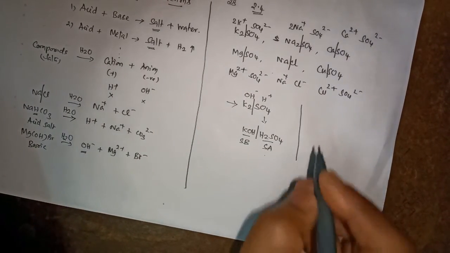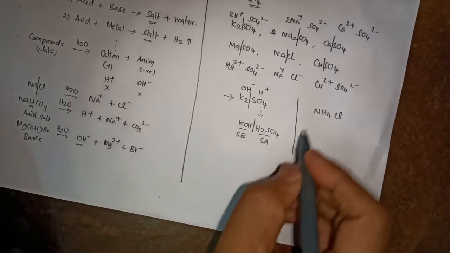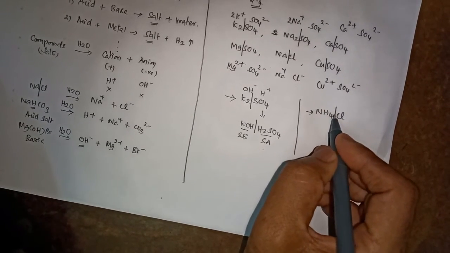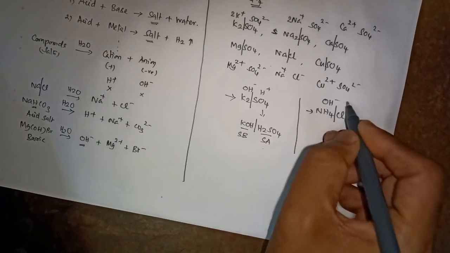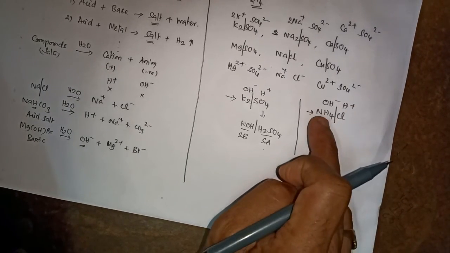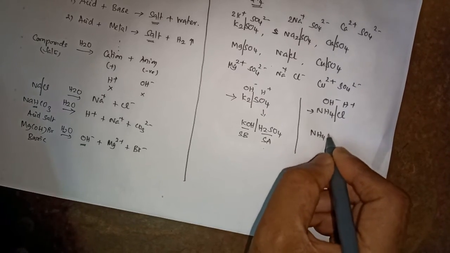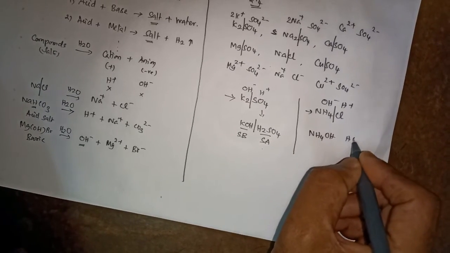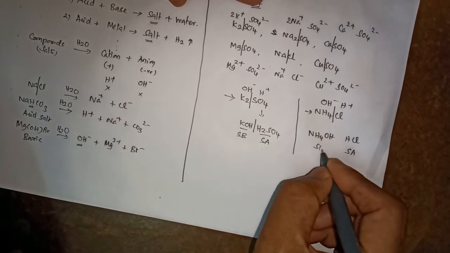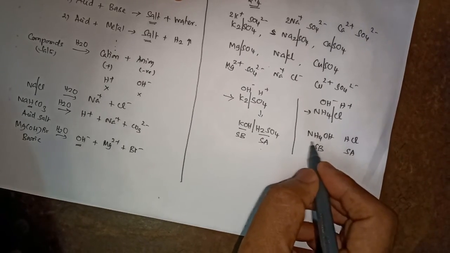Suppose I take one more example, ammonium chloride. Here, it is formed from which acid and which base? So you put OH minus on this side and H plus on this side. Anion part you put H plus, cation part you put OH. These two combine and form ammonium hydroxide, and this one is HCl. HCl is a strong acid. So strong acid HCl, and the base is not strong.